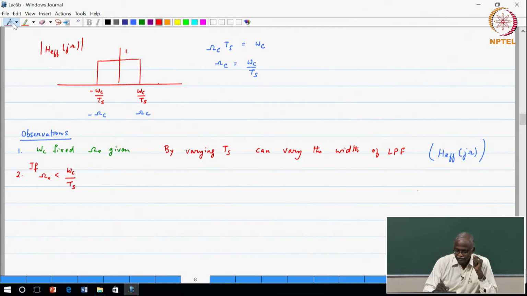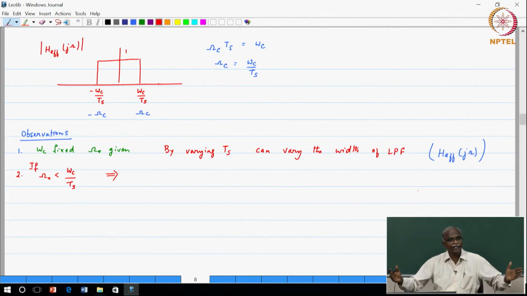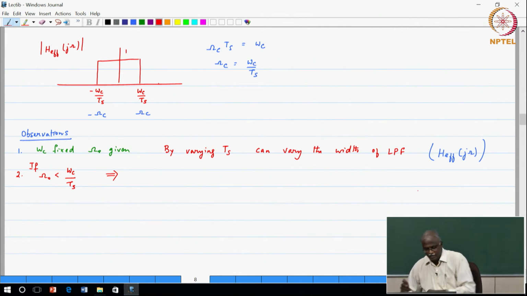This would mean that there is no filtering. Why? Because the omega by Ts is wider than omega naught, your input signal. So, basically your input signal will go through and come out at the other end with nothing happening to it. Again, interesting observation, because you can choose to not filter in the process. So, even though it is going into a filter, you can make sure that nothing happens to the input signal.